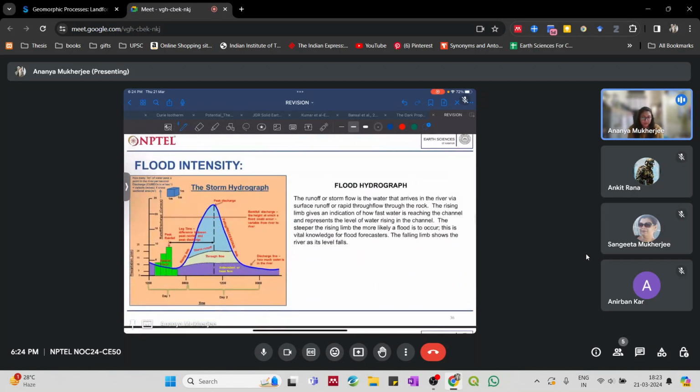This is the storm hydrograph or the flood hydrograph. Okay, so you can see that the steeper the rising limb, the more likely the flood can occur. As we said, this is the lag time, the lag time between the peak rainfall and the peak discharge time. If this is shorter, that means flooding is definitely going to happen. But if this lag time increases, that is, the rising limb is gentler in nature, the certainty of floods occurring actually reduces.